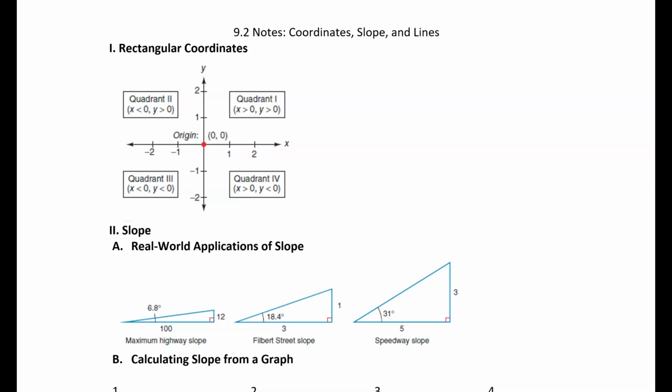Hi there, welcome to section 9.2, which is on coordinates, slope, and lines. We're going to continue on with algebra as we're doing in chapter 9. We're doing in this lesson what you would do in an algebra class in probably a month or two. So we're really condensing it down and just touching on the basics.